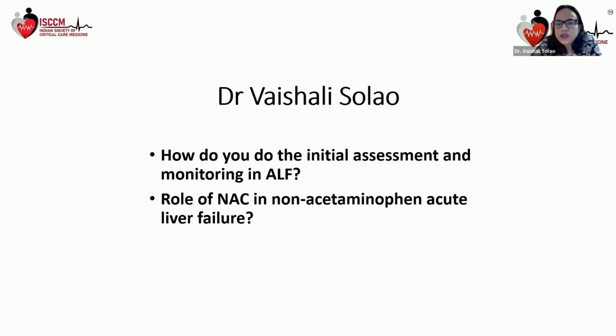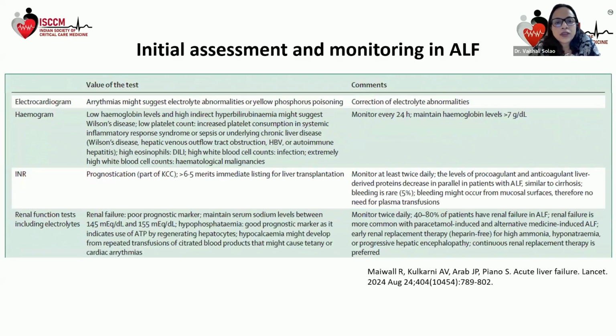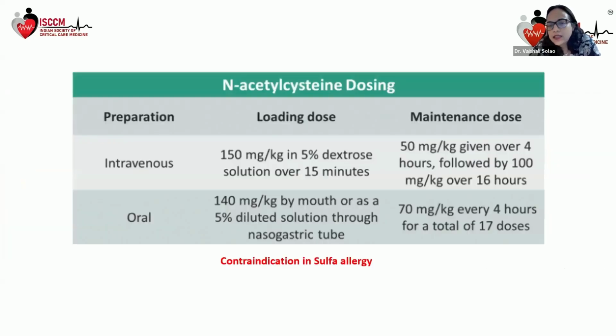The first trial published by William Lee in 2009 was the first evidence that it actually helps even in non-acetaminophen acute liver failure. Since then, there have been multiple prospective studies and at least 3 meta-analyses. Each of these meta-analyses have included anywhere between 400 to 1,000 patients, and they have shown clearly there is an advantage of NAC in non-acetaminophen acute liver failure. What is the advantage? The non-transplant survival is better. It actually works better if the encephalopathy is grade 1 or grade 2.